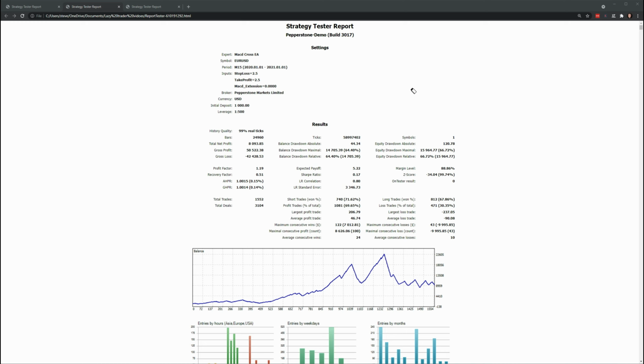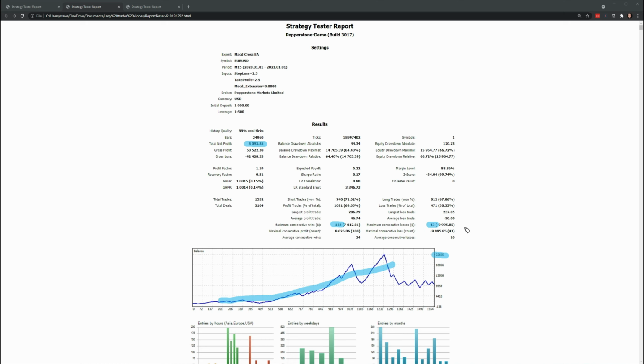How is it that now I made $8,093 right here? How is it that the graph now is constantly going up? At one point, we were at $22,600. Then we went down. But still, at the end of the period, we made over $8,000. We have 122 consecutive wins against 43 consecutive losses.